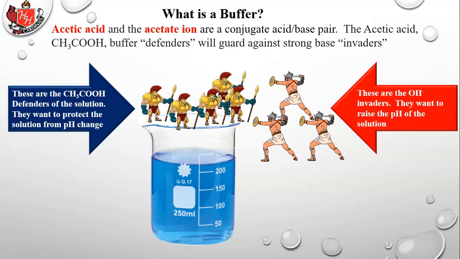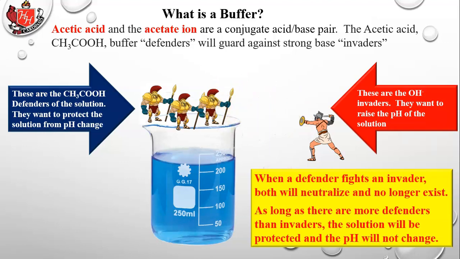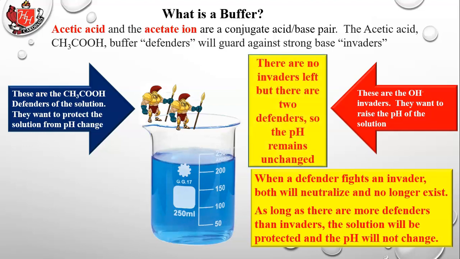So we'll see that they're going to have a battle here. So when a defender fights an invader, both will neutralize and no longer exist. As long as there are more defenders than invaders, the solution will be protected and the pH will not change. So here they go. They're going to go to battle, and those two neutralize, those two neutralize, and those two neutralize. So all the hydroxide ions are gone. There are still a couple of defenders left. So the defenders won that one, and the pH didn't change. So there are no invaders left, but there are 2 defenders, so the pH remains unchanged.